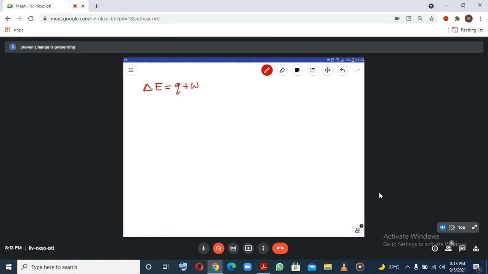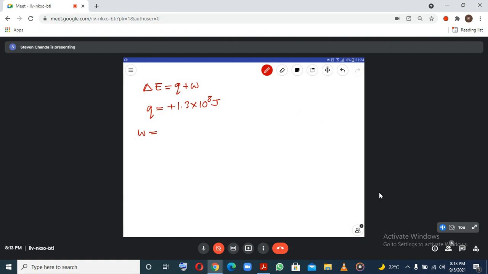So what do we know from this formula? What have we been given? The Q, we know that they were adding this amount of energy. So it's positive, right? Because they were adding this energy to the system. Then what are we left with? Work. So here we have to calculate our work, and then just add it to the heat.